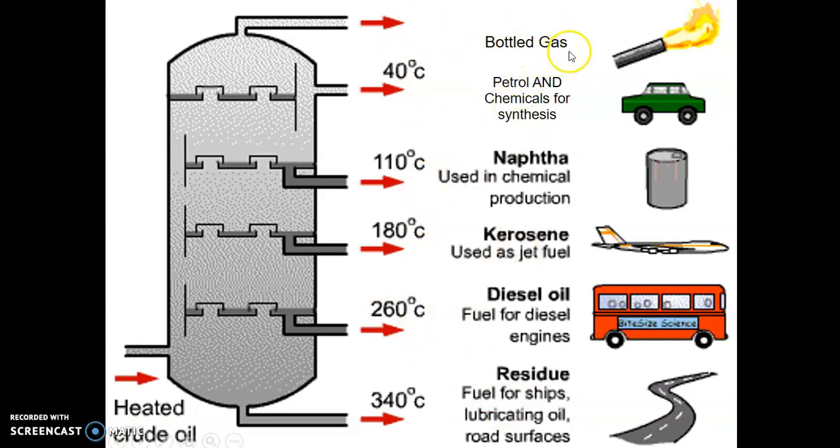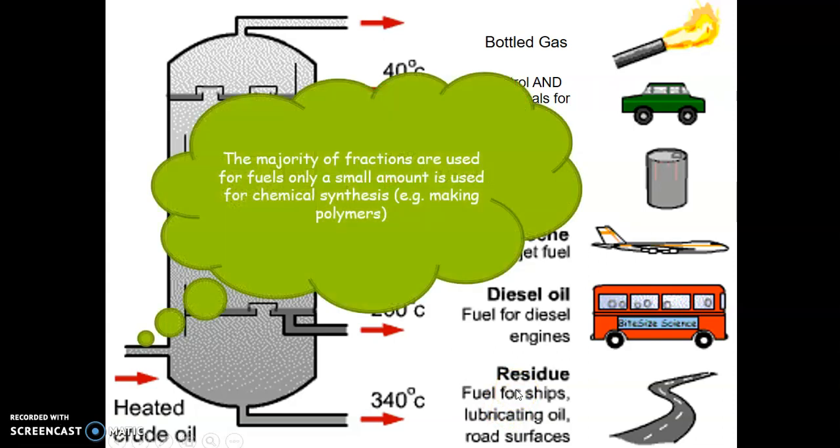So bottled gas that people use for cooking and things like that, petrol, and to make other things like plastics and so on, naphtha again used to make chemicals, jet fuel, diesel oil which we also use in engines, and then as we spoke about down near the bottom, fuel oil possibly for ships, lubricating oil, and the really thick, very viscous fractions that we use for road surfaces and things like that. Most of the fractions are used as fuels.